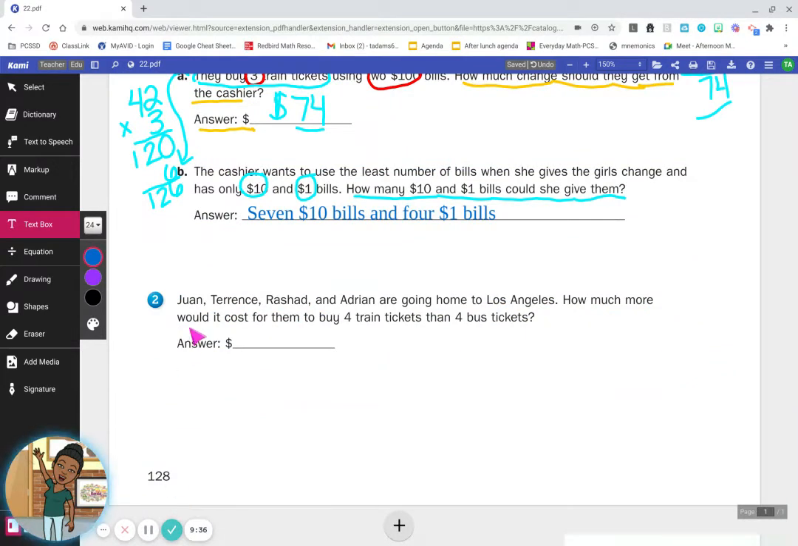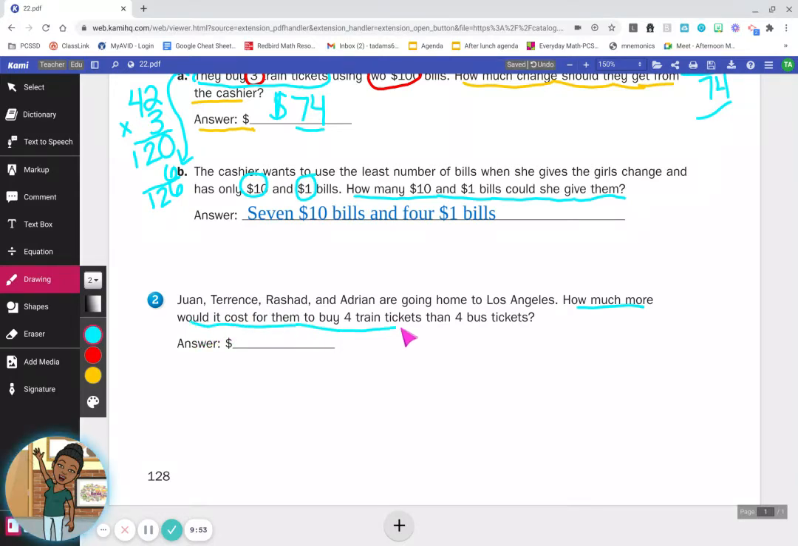Let's go to our boys. Juan, Terrence, Rashad, and Adrian are going home to Los Angeles. How much more? That sounds important. I'm going to underline that right away. How much more would it cost for them to buy 4 train tickets than 4 bus tickets? So I need to determine the cost of 4 train tickets and then the cost of 4 bus tickets.